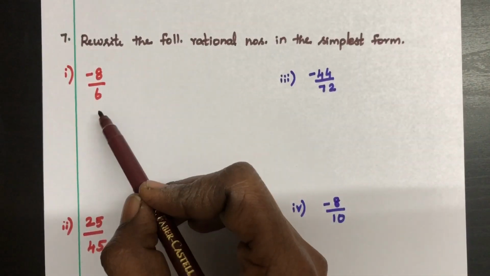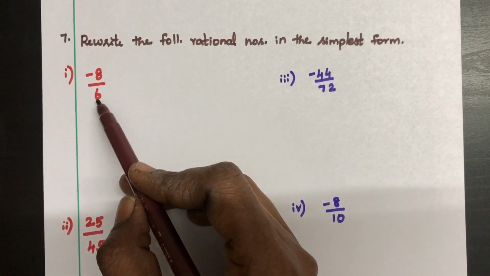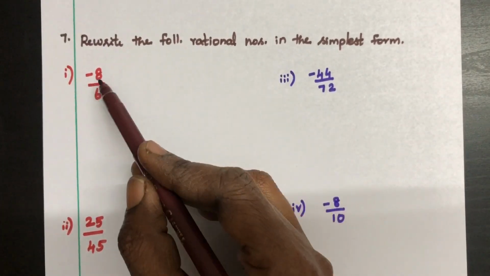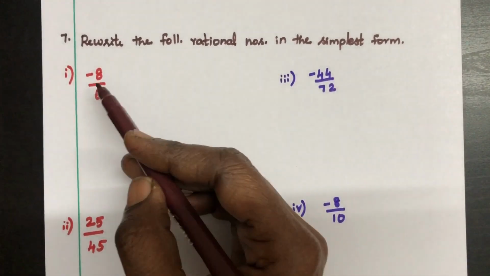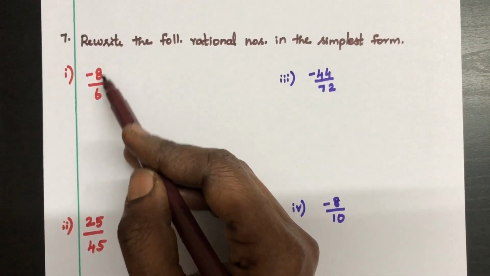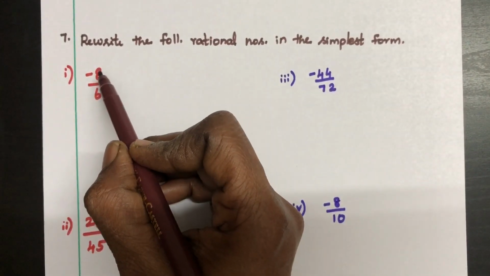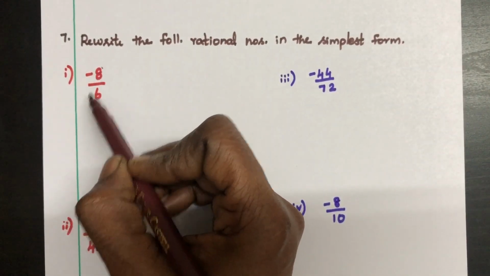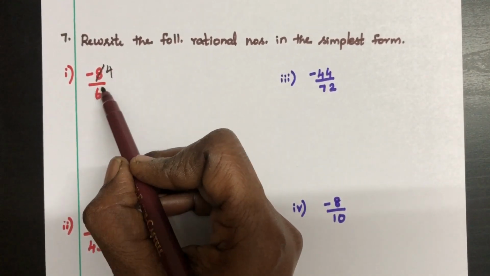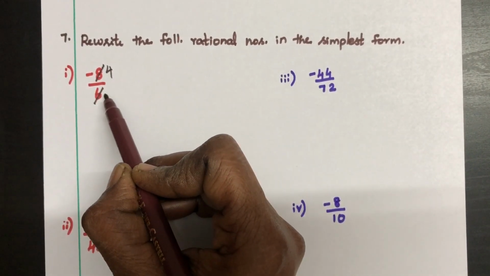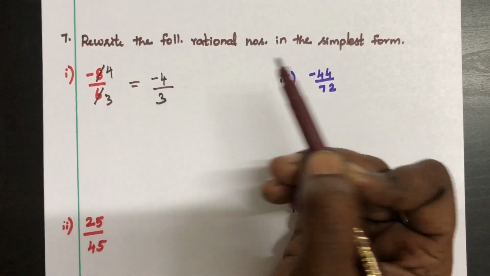Rewrite the following numbers in the simplest form. So for the simplest form, what is the common factor? Or find the HCF. Then divide the numerator and denominator by the same number. Here by looking itself, we can easily tell 2 is the common factor between minus 8 and 6. So using 2, we can divide the numerator and denominator. 8 divided by 2 is 4, 6 divided by 2 is 3. The value is minus 4 by 3.